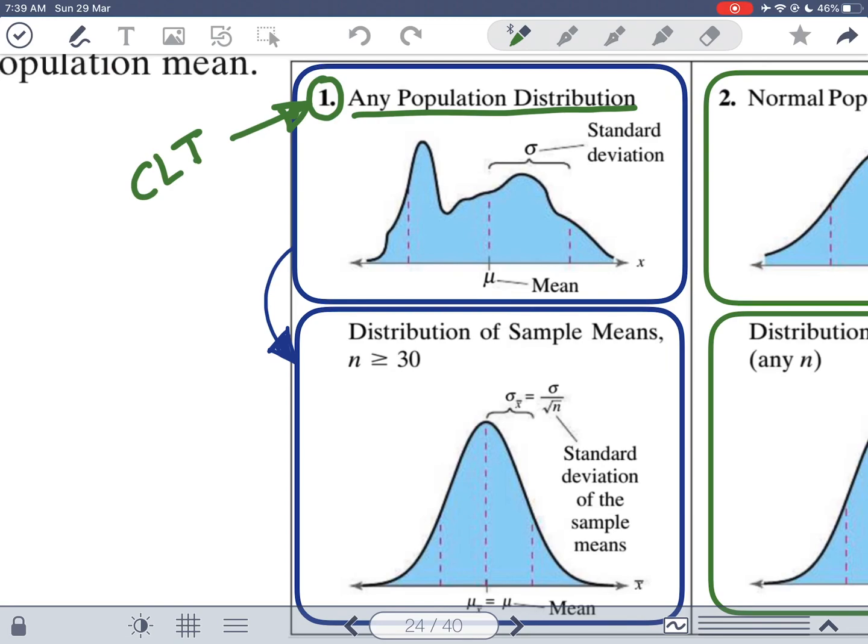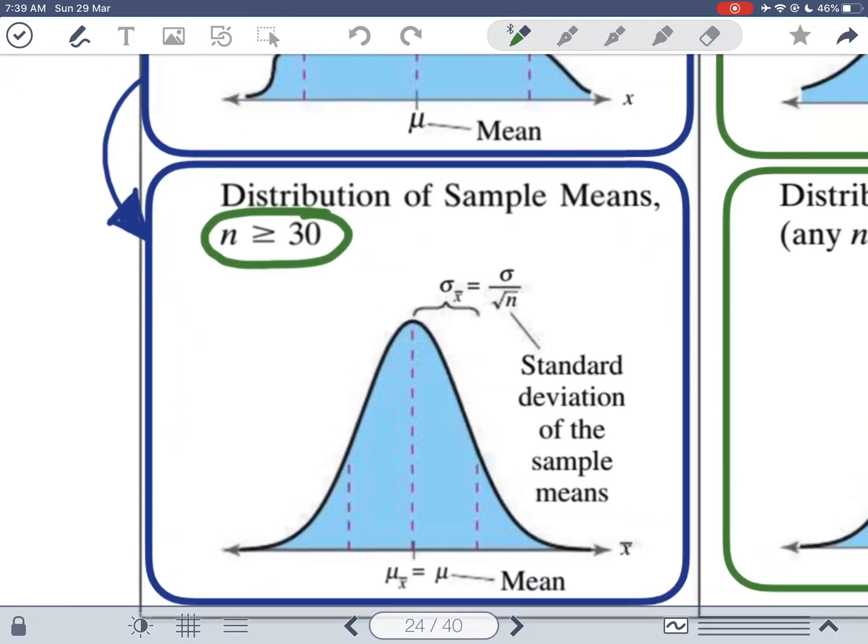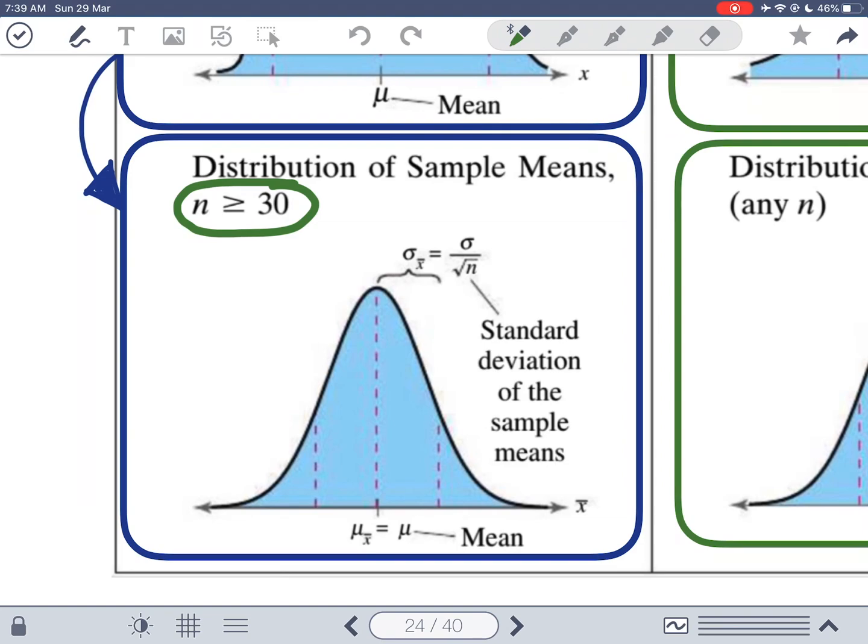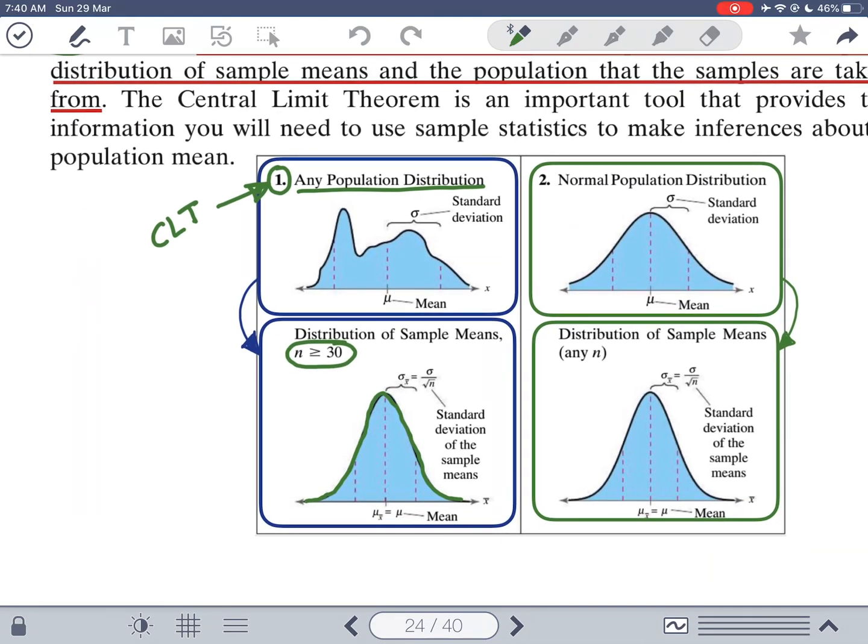No matter what your distribution is, if you take the distribution of sample means and you make sure that your sample size is at least 30, then the sampling distribution of sample means is going to be approximately normal. And because it's approximately normal, you can use everything that we learned about normal distributions in the previous 2 lectures. Okay, so it's very nice that you can get a normal distribution from any distribution once you take this sampling distribution of the sample means.